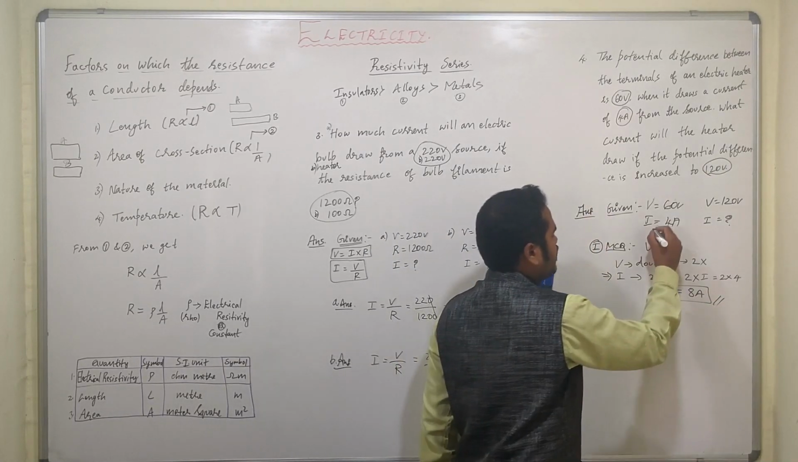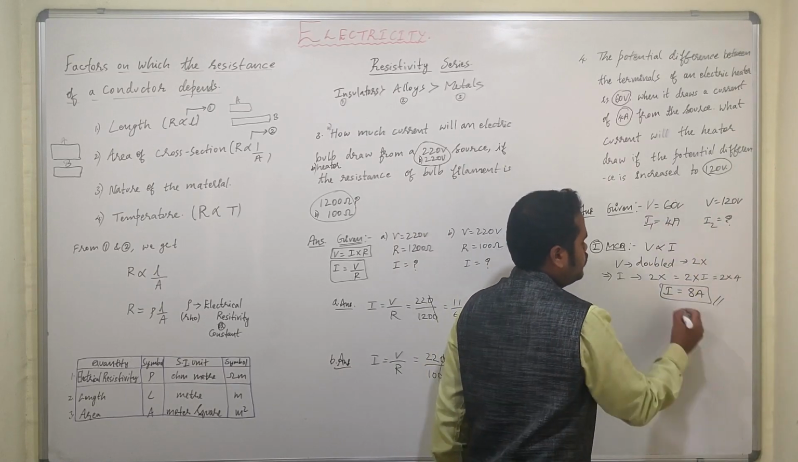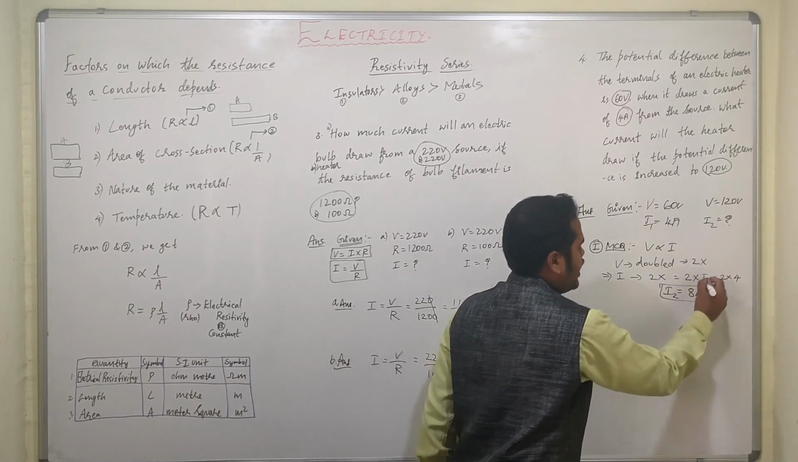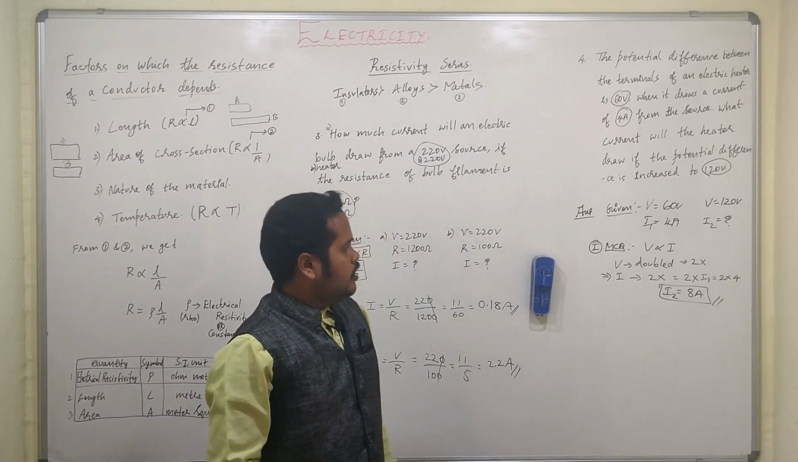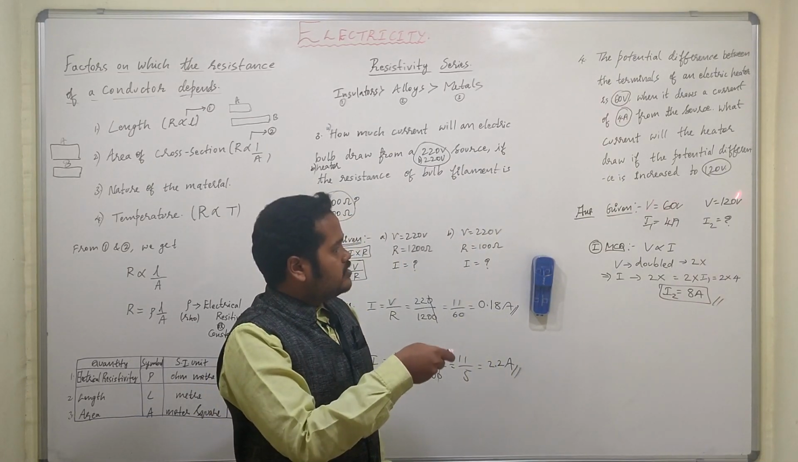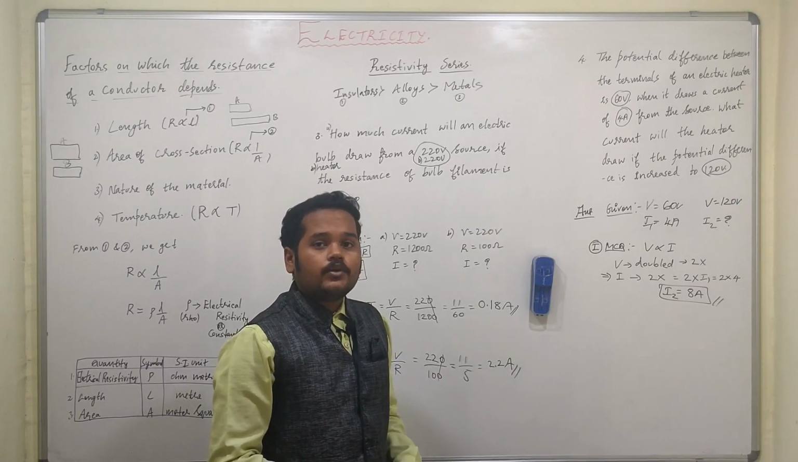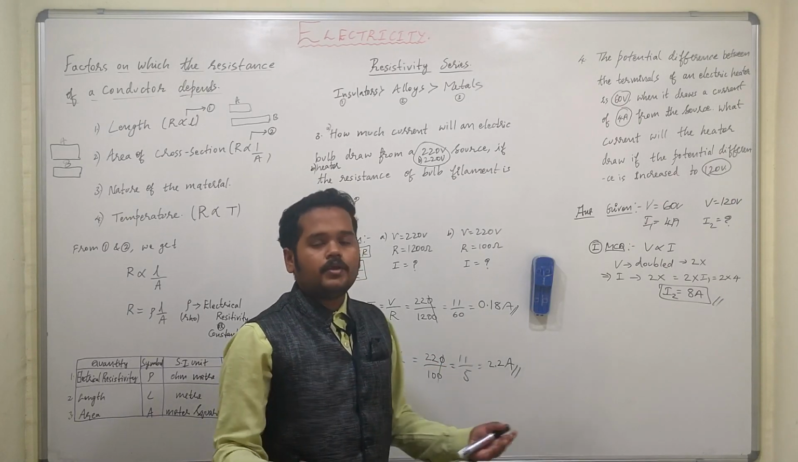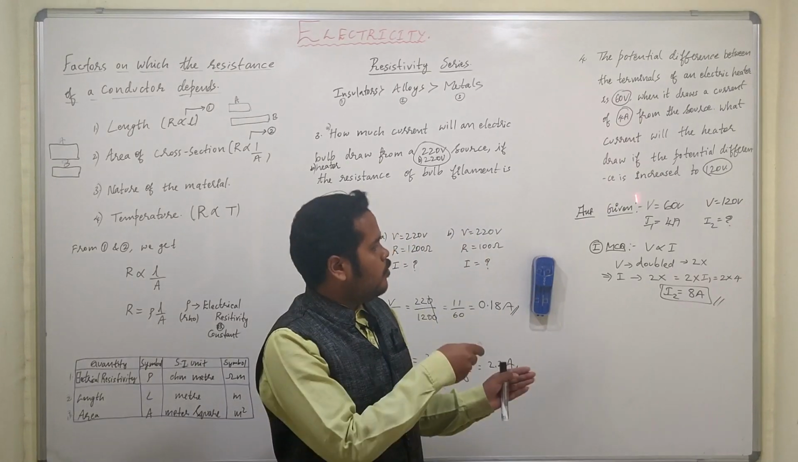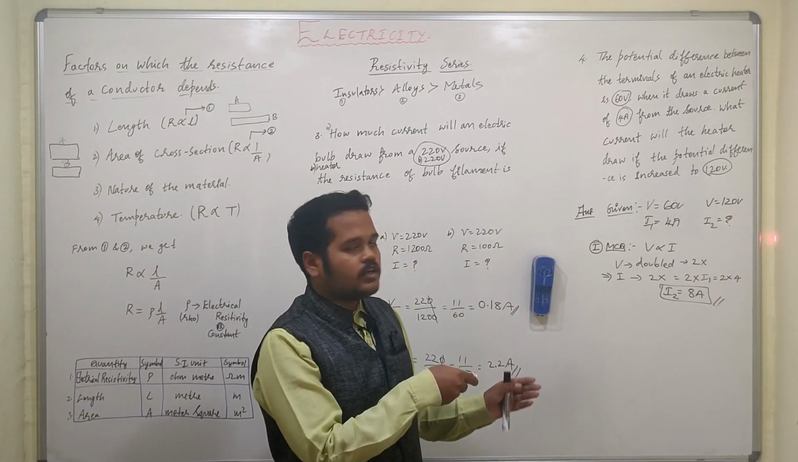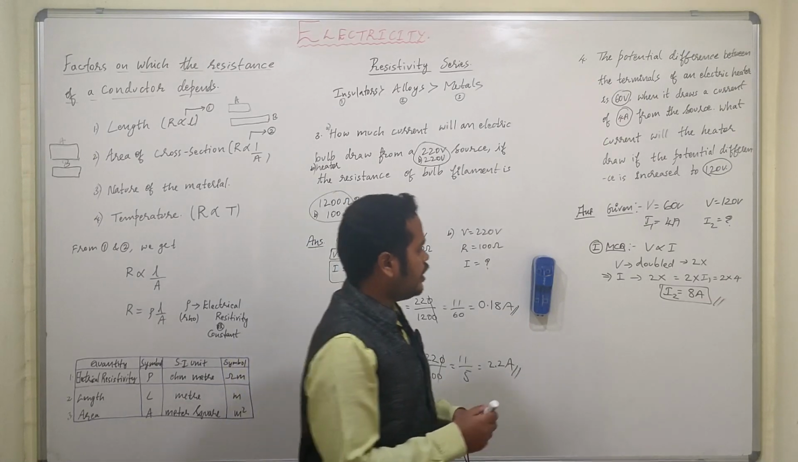So let us take this as I1, and this as I2. I2 is equal to 8 ampere, which is 2 into I1. So here the voltage is doubled. If the voltage doubles, according to Ohm's law, current also doubles. 4 will become 8. Voltage doubled, current also doubles. 4 2s are 8.